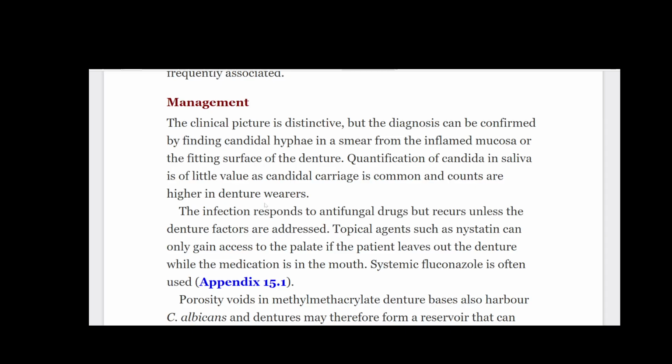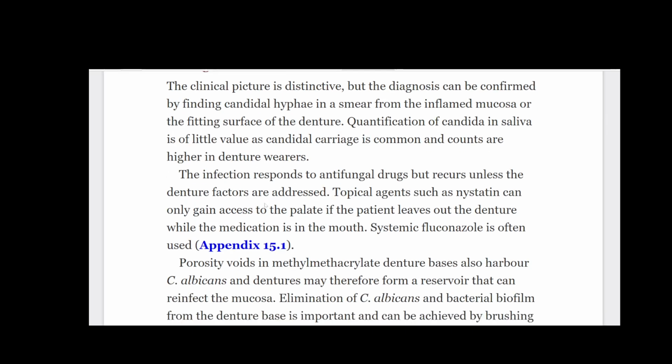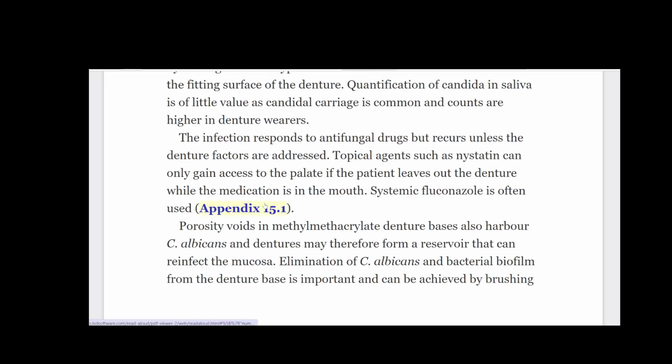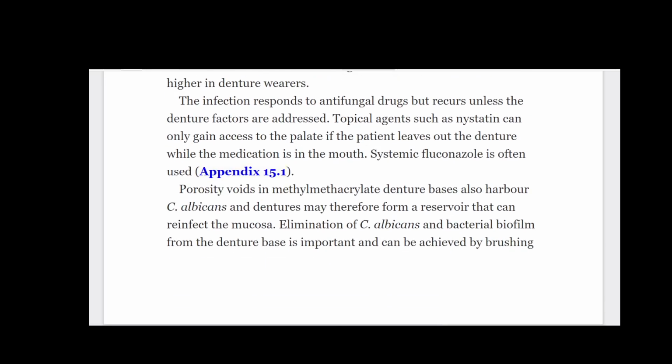Quantification of Candida in saliva is of little value as candidal carriage is common and counts are higher in denture wearers. The infection responds to antifungal drugs but recurs unless the denture factors are addressed. Topical agents such as Nystatin can only gain access to the palate if the patient leaves out the denture while the medication is in the mouth. Systemic fluconazole is often used, Appendix 15.1.